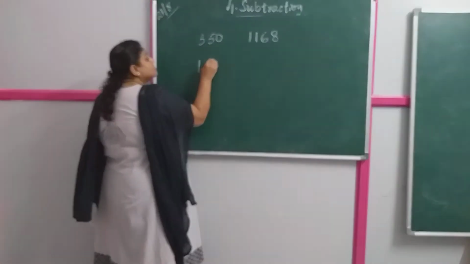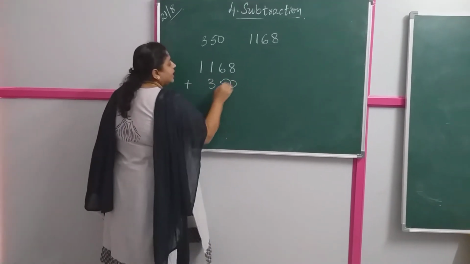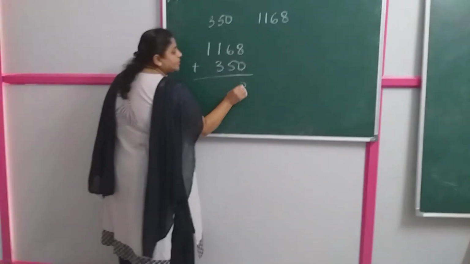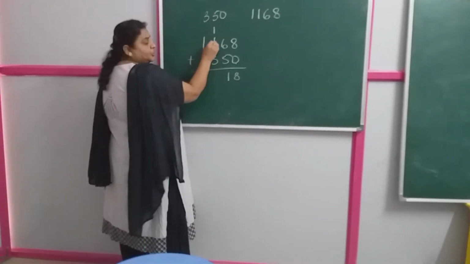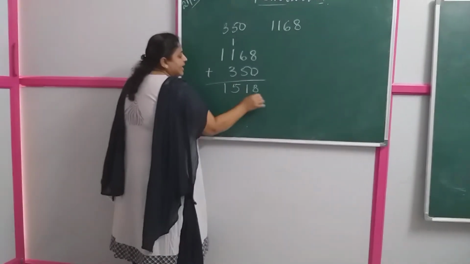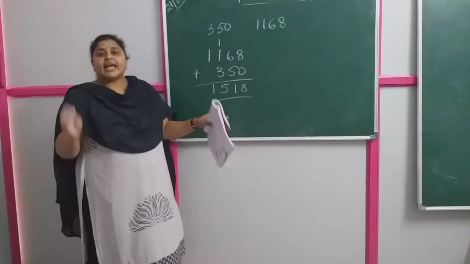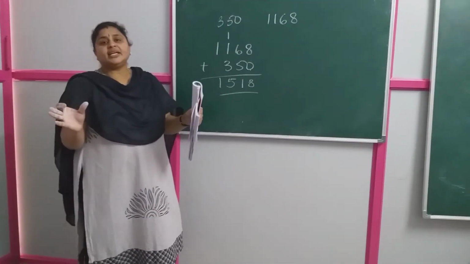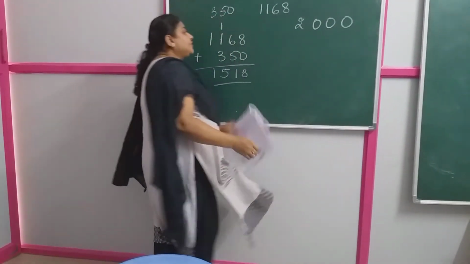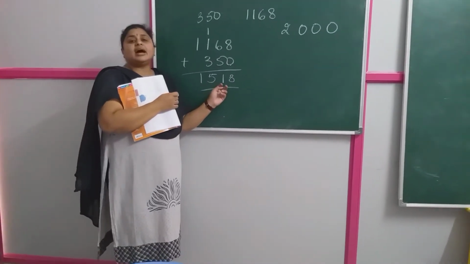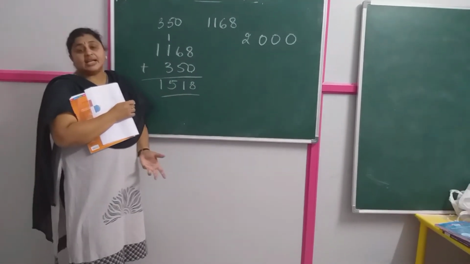So 1168, and you are adding 350. 8 plus 0, 8; 6 plus 5, 11; 1 plus 1, 2, plus 3, 5; and 1 as it is. So total how many cars? 1518 cars. But actually the space is for how many cars? 2000 cars. And after parking 1518 cars, still a few spaces are left over. And in that space, how many more cars can be accommodated?